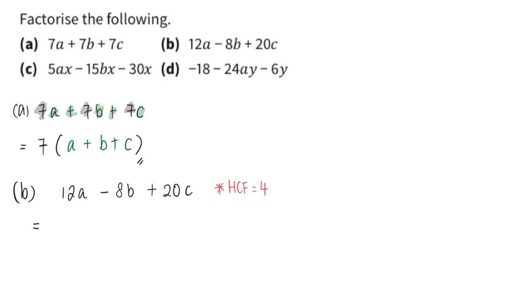Okay, so for this particular question, you will then see Mr. Tan rewriting it as 4 times 3, a minus 4 times 2, b plus 4 times 5, c. So that I could then take out 4 as the common factor.